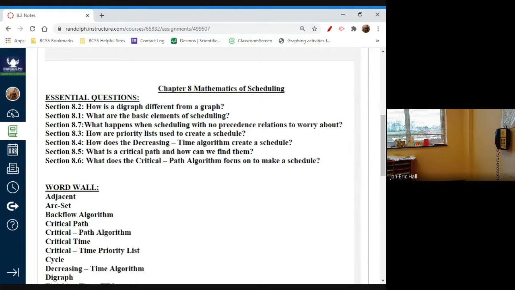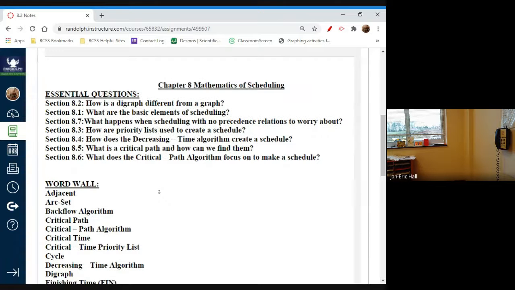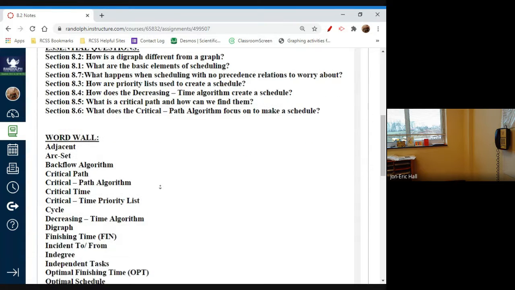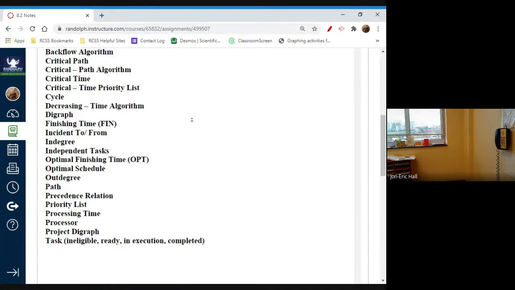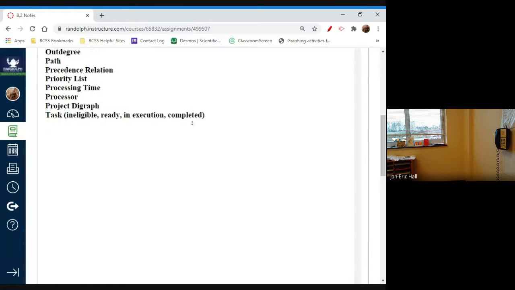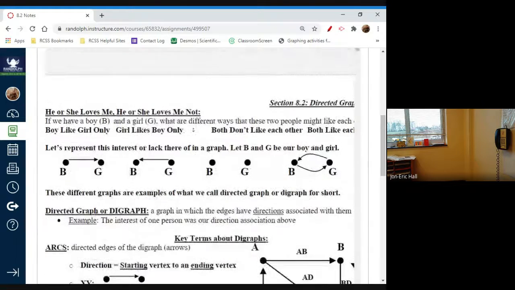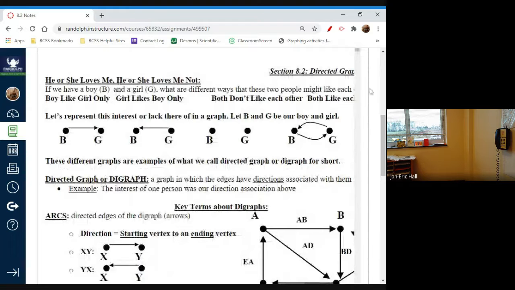Word wall, these are words that I will use that you should be kind of familiar with. Adjacent is one that I know you should be familiar with at this point. You might not know arc set or all of these, but we will talk about all of them by the end of this module, end of this chapter. So let's jump right into it in digraphs.